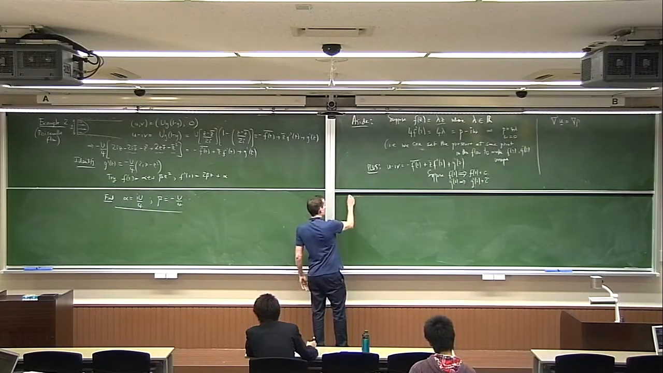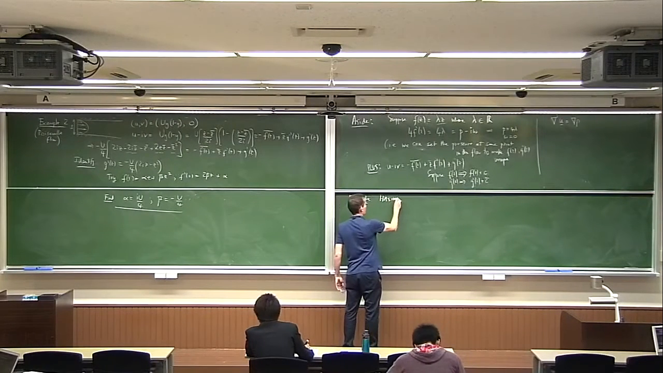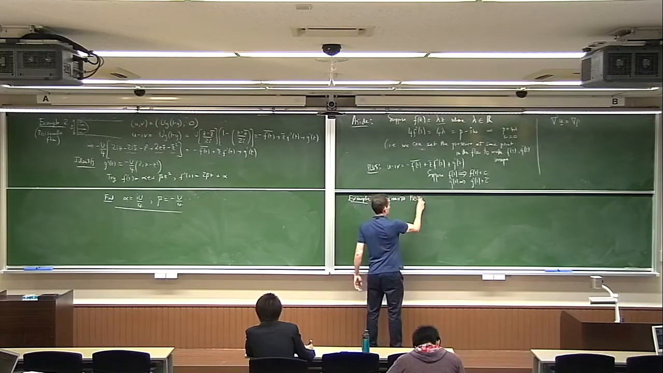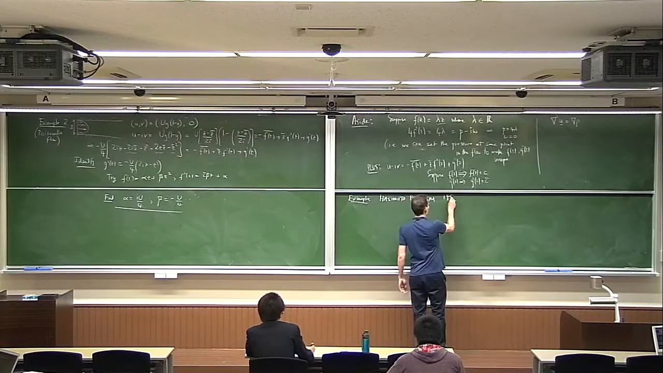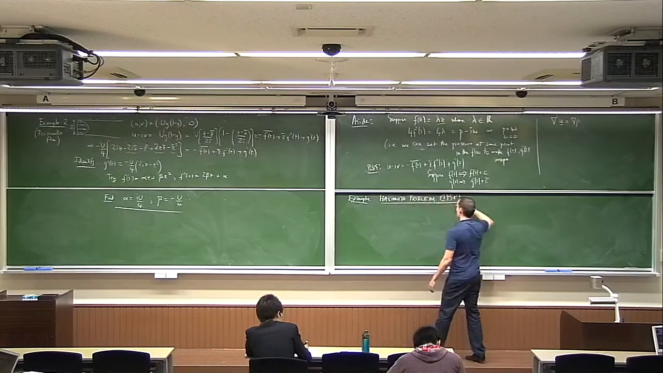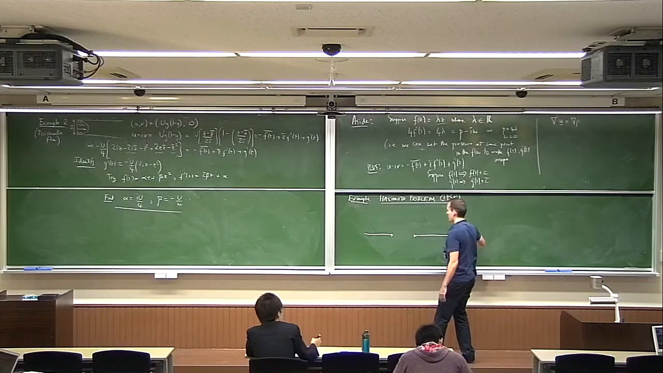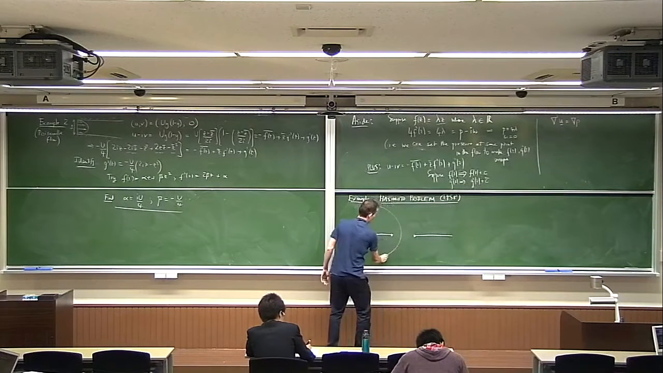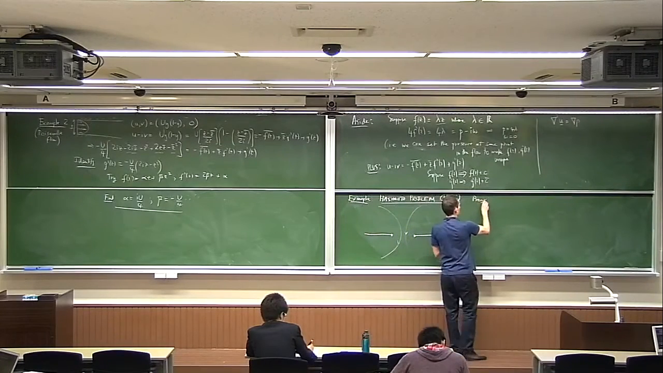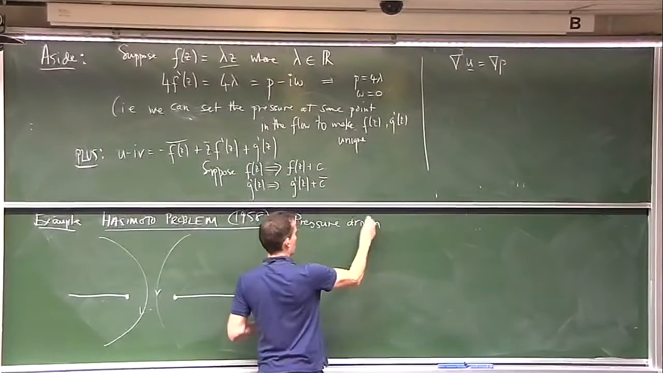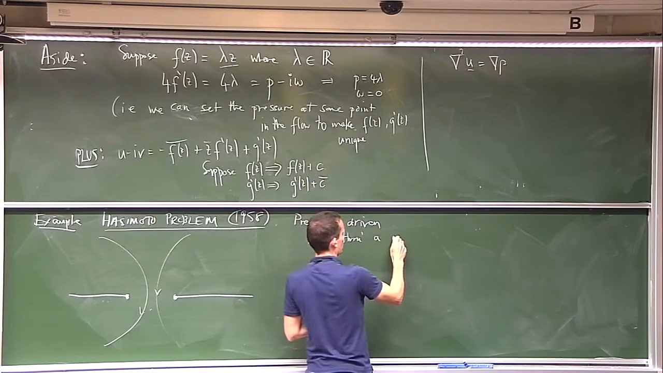So this is example 3. We're going to do a problem that Hashimoto did. Guess how long ago? 1958. So this is quite a long time ago. And what he considered, and this is a great problem given what I told you last time, was this problem of pressure-driven flow through a gap in a wall.